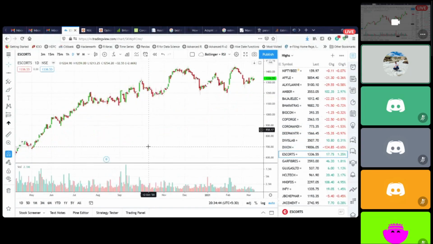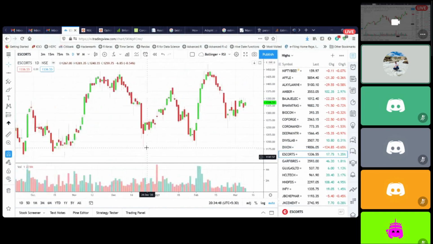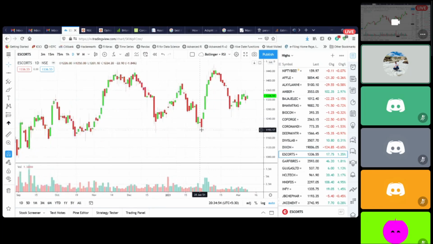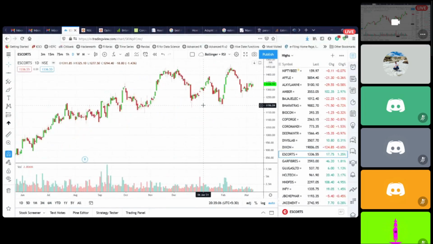Some trades in Escorts. So Escorts also has been on continuous uptrend only. So when this happened, I know that this support zone is forming at 1200. So at 1200, when this green candle came, I went long here at 1260. Immediate booking at this high at 1380 and remaining position at the highs, 1430. Booked out then.